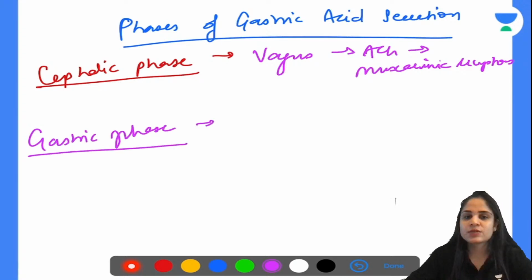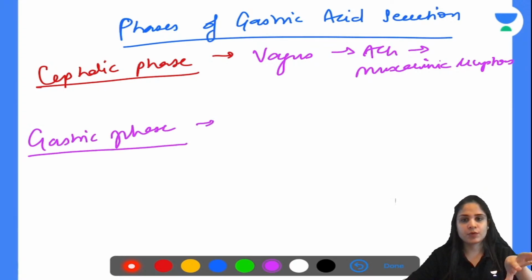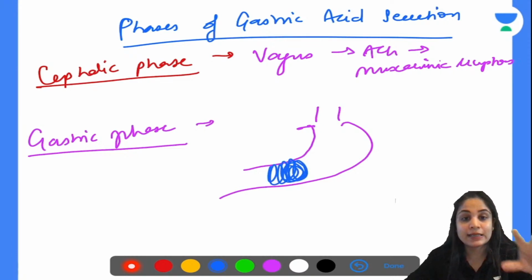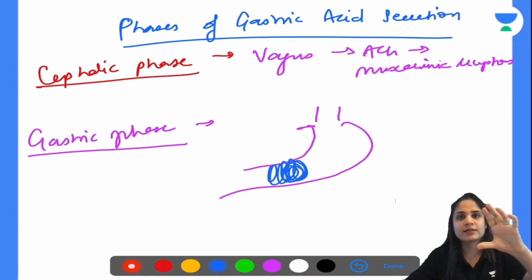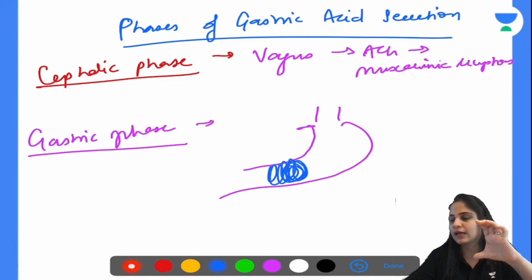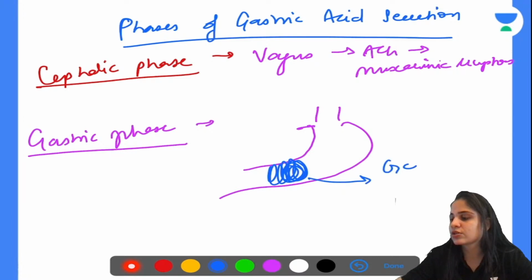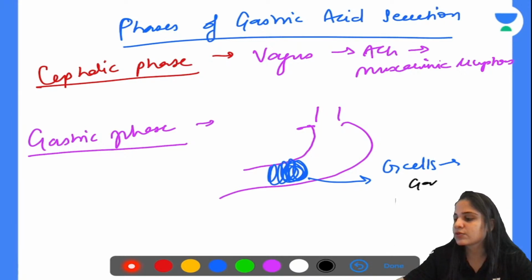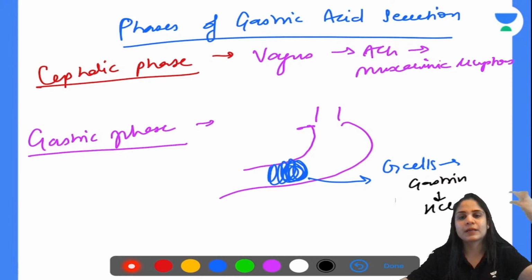So the gastric phase is once the food enters into the stomach. Just imagine, I'm drawing over here, when the food enters this part of the stomach, that is into the antrum, there is distension of the antrum, and this leads to stimulation of the G cells. I told you the G cells are the hormonal cells present in the stomach. The G cells produce gastrin, a hormone that further acts on the parietal cells and causes release of hydrochloric acid.